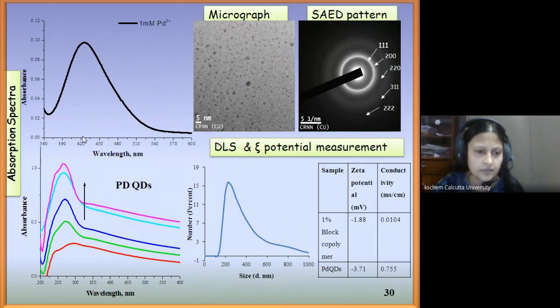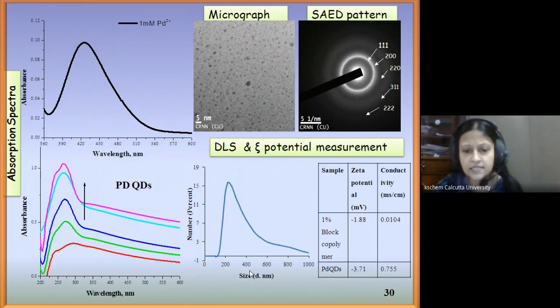The characteristic surface plasmon was found to be nearly about 430 nanometer. TEM image showed particles of about 2 to 4 nanometer size, and the SAED pattern shows circular rings which indicated the presence of FCC type crystal lattice.